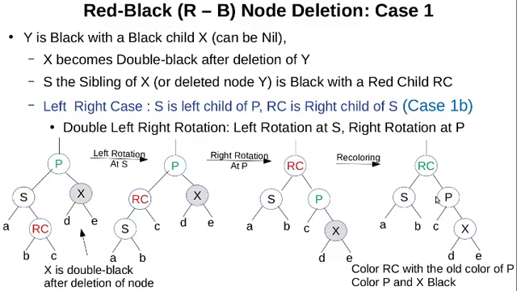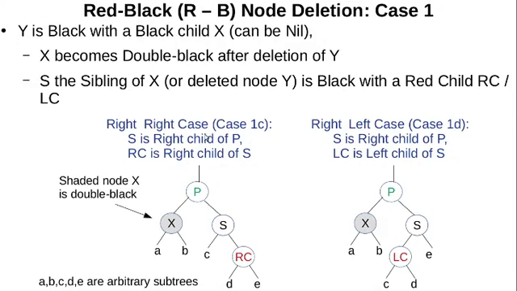Now X is not required to contribute double black, so it is colored black. The resultant tree is shown on the right, which satisfies all the red-black tree properties.